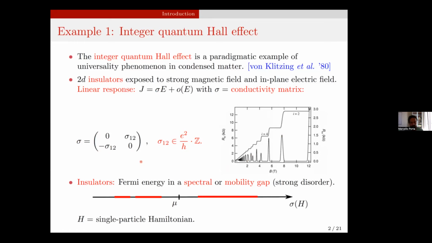So, as I said, this is a phenomenon relevant for insulating materials, and one way of realizing an insulator from a mathematical point of view is to look at, let's say, a non-interacting Fermi gas with a Hamiltonian H, and to choose the Fermi level of the system to be in a spectral gap of the Hamiltonian. Okay, so this is one way of describing mathematically an insulator. More generally, you could have that the Fermi level lies in what is called the mobility gap, which is the situation if you have strong disorder. Okay, so that's an example of a universal transport phenomenon. This transport coefficient only depends on fundamental constants.